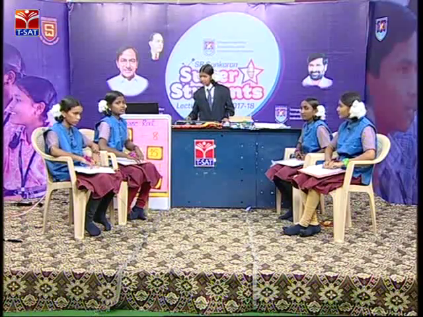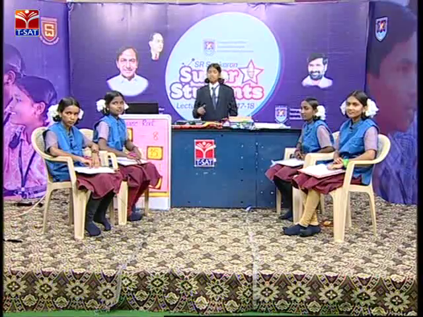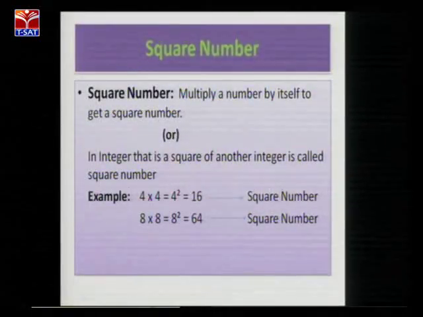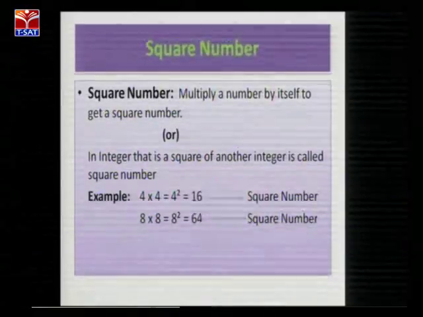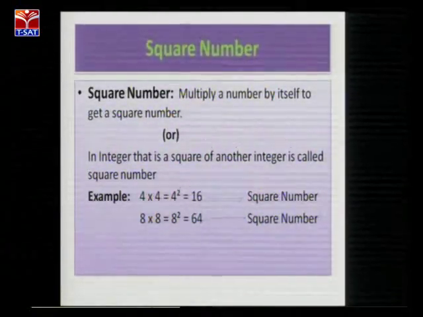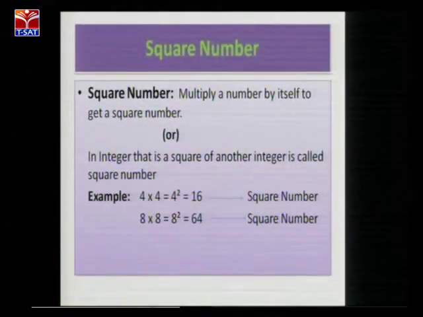Observe on the slide, friends. The first is square numbers. Multiply a number by itself to get a square, or an integer that is a square of another integer is called a square number.